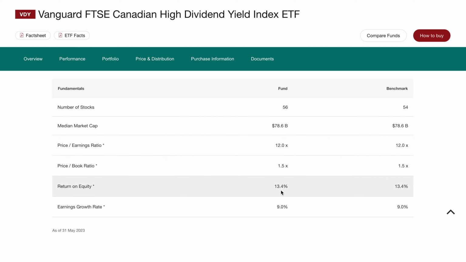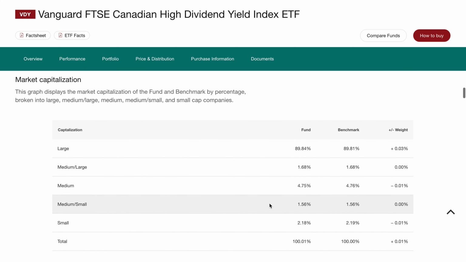And the return on equity is also lower at 13%, and the earnings growth rate is also lower at 9%. So even though these are lower, these are still respectable earnings growths and return on equity, and they are kind of consistent. So that tells me that they are large, blue chip, established companies that have a history of growing dividends over time included in this ETF.